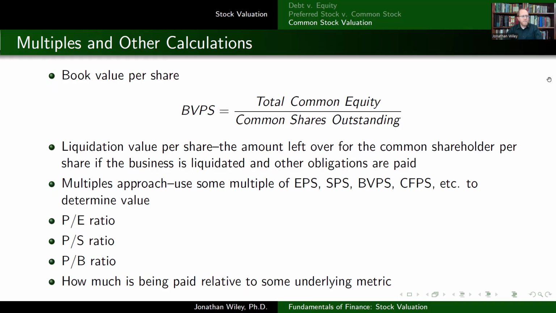Okay. Now, another thought to take that a little bit further would be the idea of a liquidation value per share. One thought behind this is, let's do a thought experiment. What if the company actually did go bankrupt? If the company actually did go bankrupt, they had to pay off all the lenders by liquidating and selling all the assets, what would be left over?